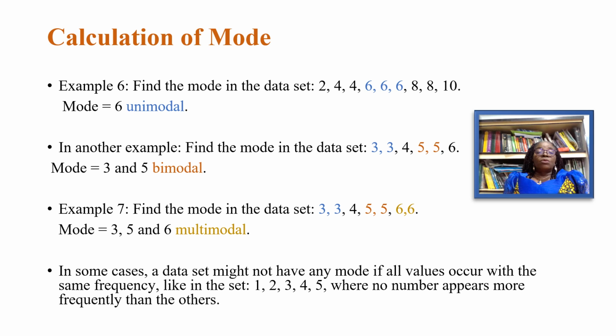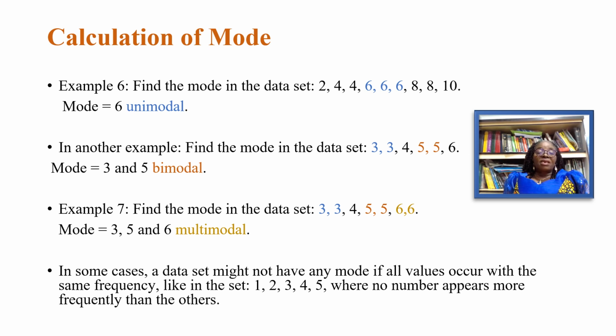If we are told to find the mode in the data set 2, 4, 4, 6, 6, 6, 8, 8, 10. In this data, 2 appeared once, 4 appeared twice, 6 appeared thrice, 8 appeared twice, and 10 once. So the mode is the most frequently appearing number. In this data, the mode is 6 because it appeared more than any other number. So 6 is the mode, and it is classified as unimodal.